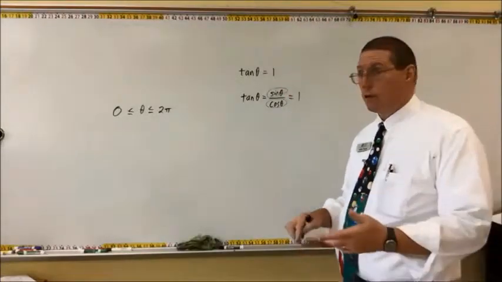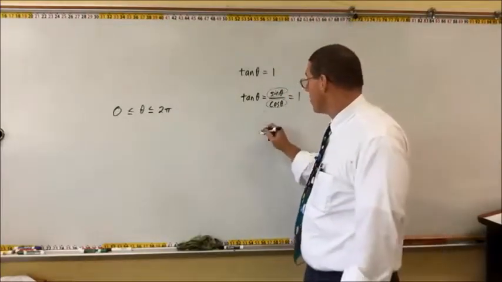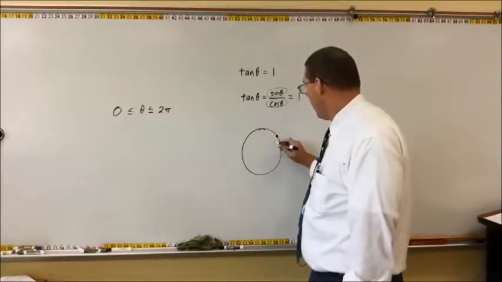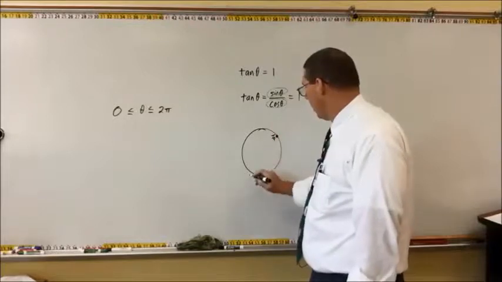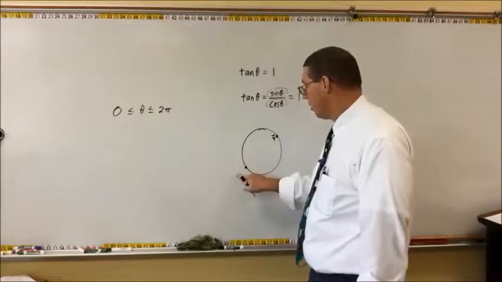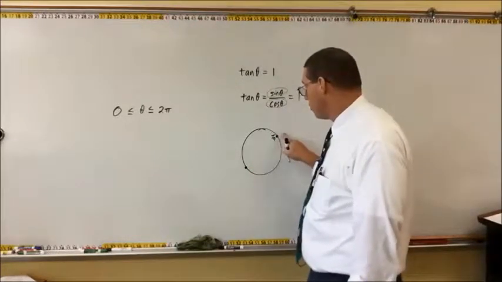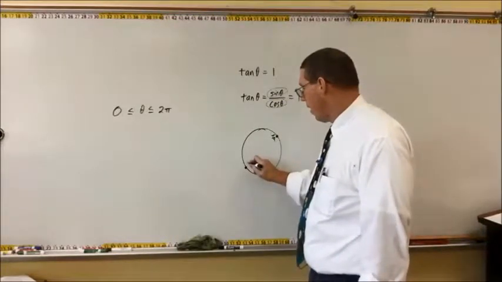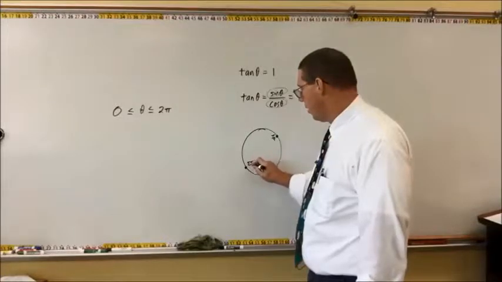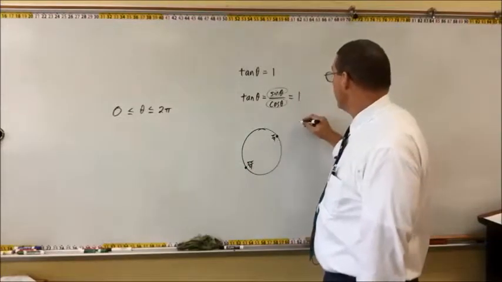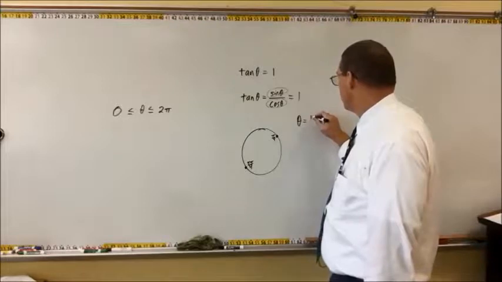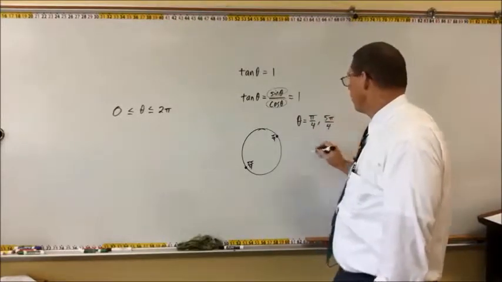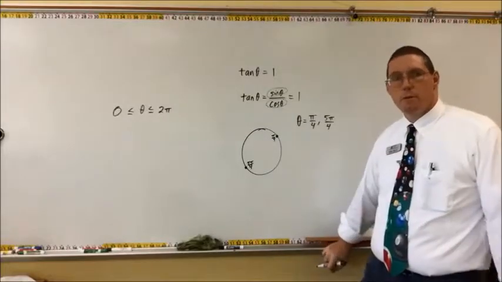Okay, so hopefully you've looked on your unit circle and you can see that this occurs up here at a pi over 4 angle, and it happens down here where both of them are negative. Remember, square root of 2 over 2 and square root of 2 over 2, negative square root of 2 over 2 and negative square root of 2 over 2, and that's at 5 pi over 4. So the answer here is theta is equal to pi over 4 and 5 pi over 4. Okay? And that's what you're supposed to do in this section.